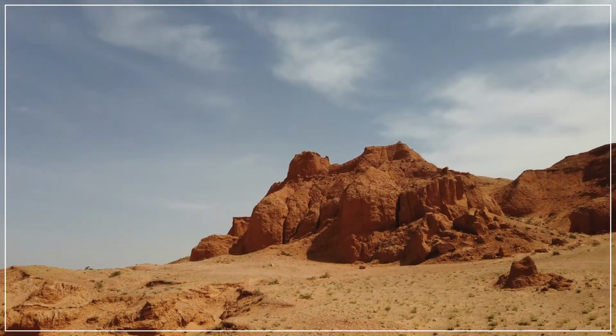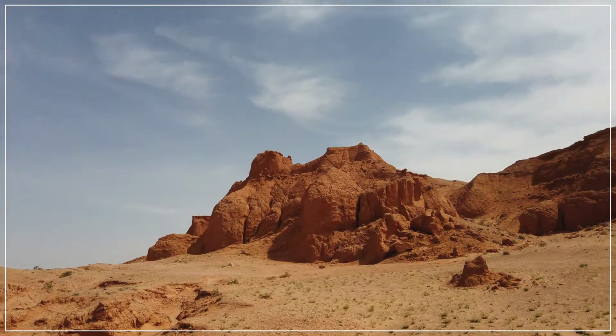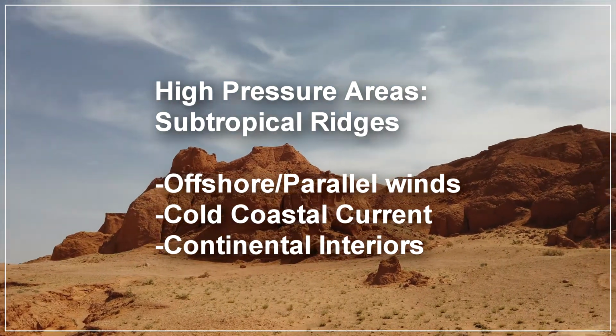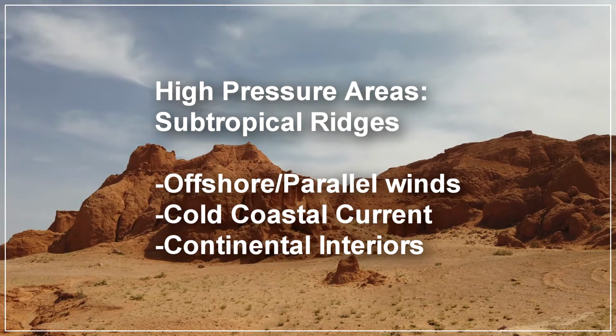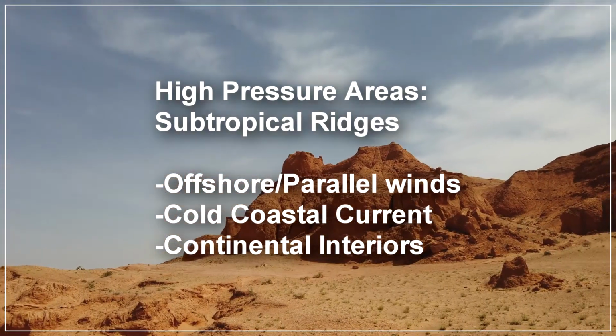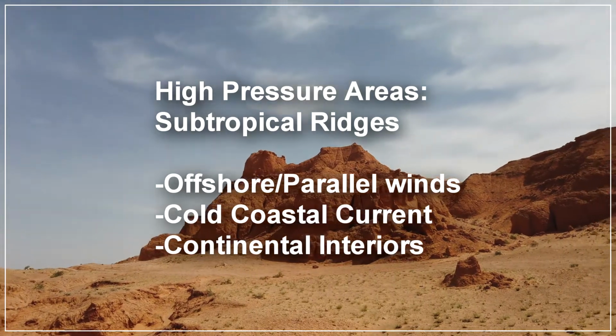Reversely, the lowest amount of rainfall can be expected to happen around high pressure areas, mainly the subtropical ridges, where the winds blow either offshore or parallel to the landmass, areas affected by the cold coastal currents, and/or continental interiors.